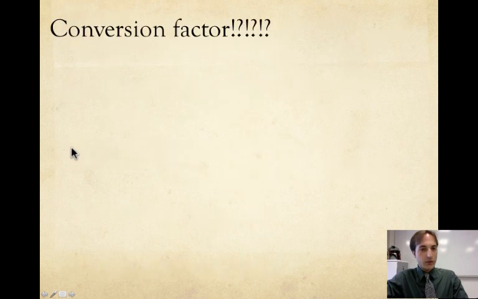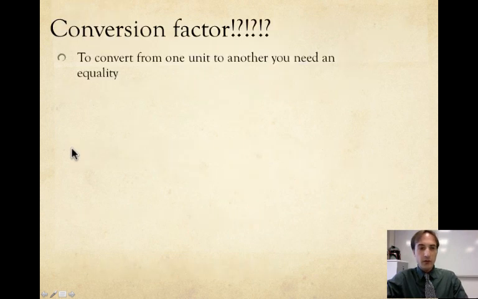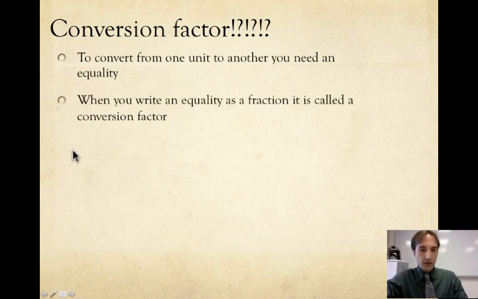Now, we just mentioned conversion factors. Just to be clear, to convert from one unit to another, you need an equality. We've already talked about equalities. We know what that is. It shows you how one unit is equal to another unit. When you write an equality as a fraction, it is called a conversion factor.